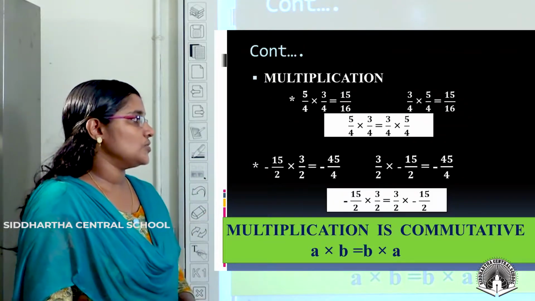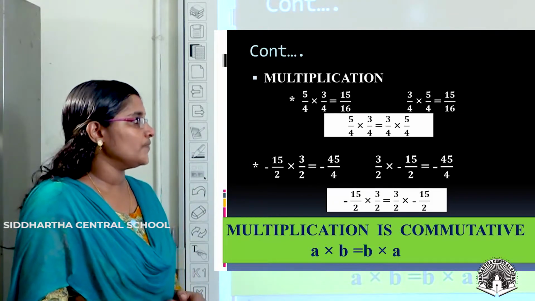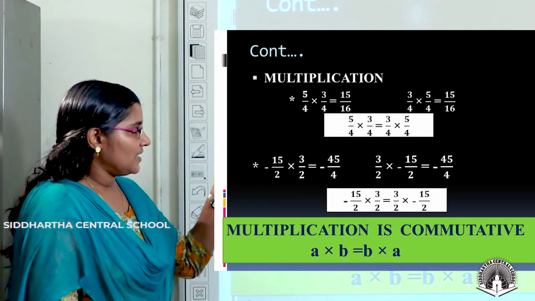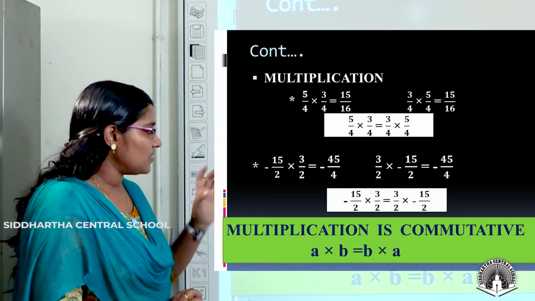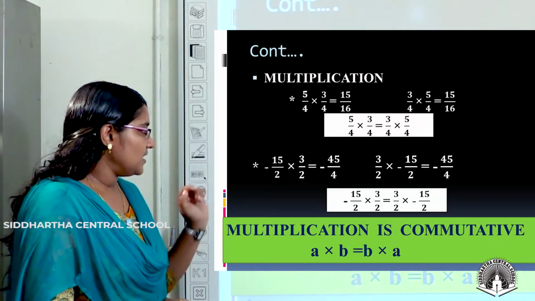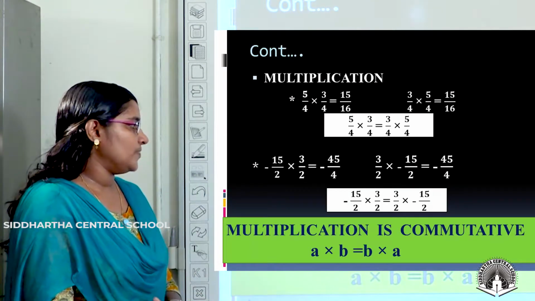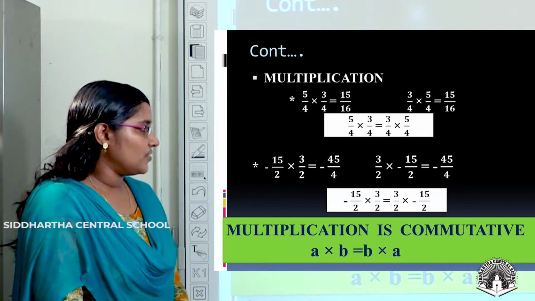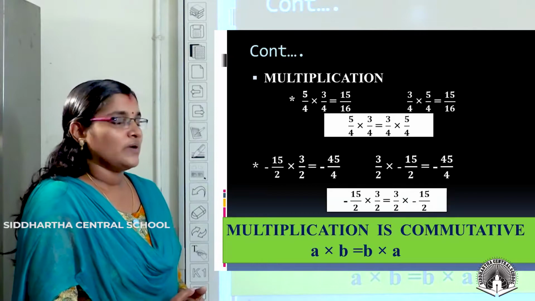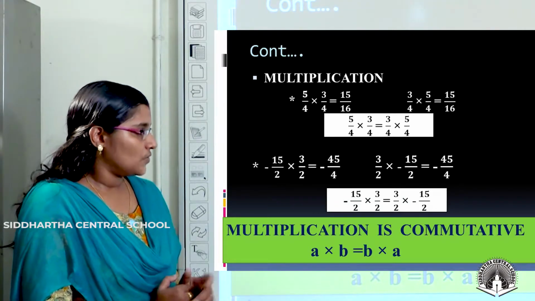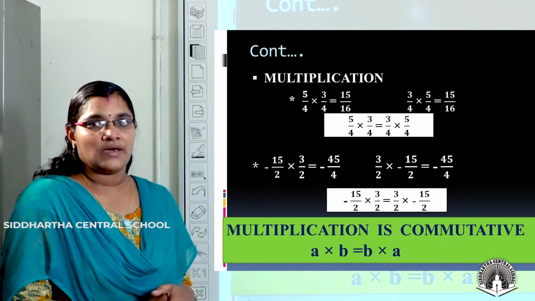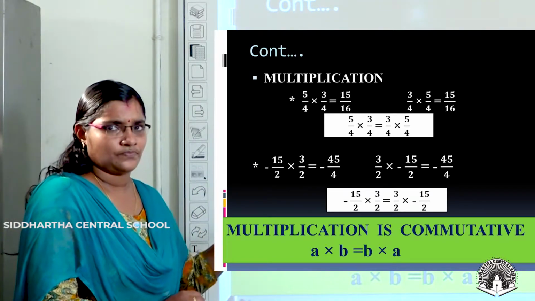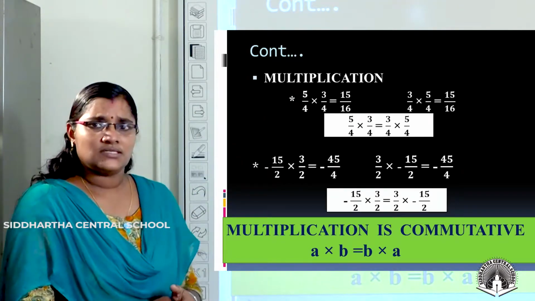So 5 by 4 into 3 by 4 is equal to 3 by 4 into 5 by 4. So multiplication, same answer. Then one more example we can check. Minus 15 by 2 into 3 by 2 is equal to minus 45 by 4, and 3 by 2 into minus 15 by 2 is also minus 45 by 4. Here also we can interchange the rational numbers, then we will get the same answer.